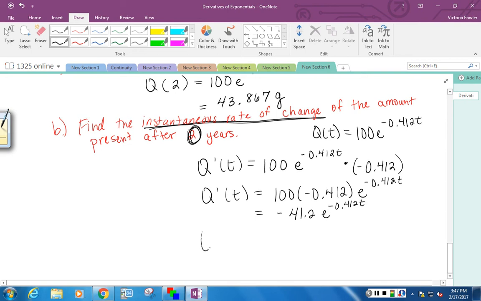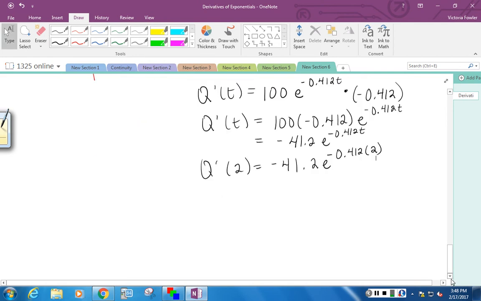Now it says specifically find that rate of change when t is 2 years. So I will pull out my calculator. I will type in negative 41.2 e to the negative 0.412 times 2. So that's all in the superscript there, that exponent. And if I type that in, I'm going to get a value, and I get a negative 18.14 according to my notes.